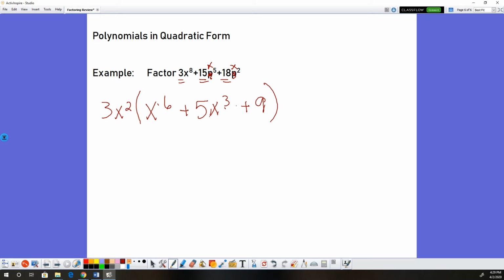Now when I look at what's in parentheses here, I notice that I have a power, and then this power is half of the first, and this is just a power of 1. So I can treat it just like a quadratic function. I could say, well, this would be 2 numbers that multiply to 1 times 9 and add to 5, is 3 and 2.